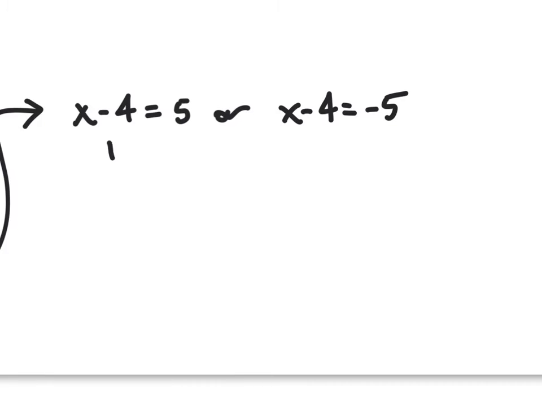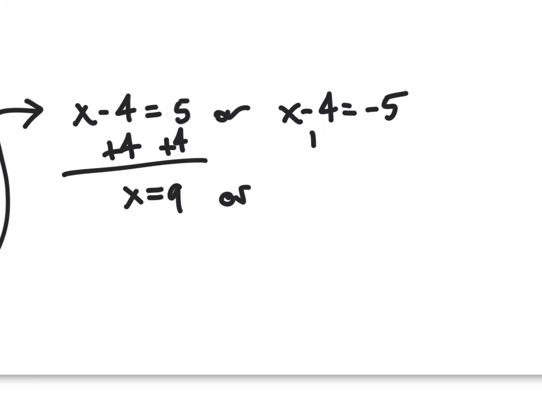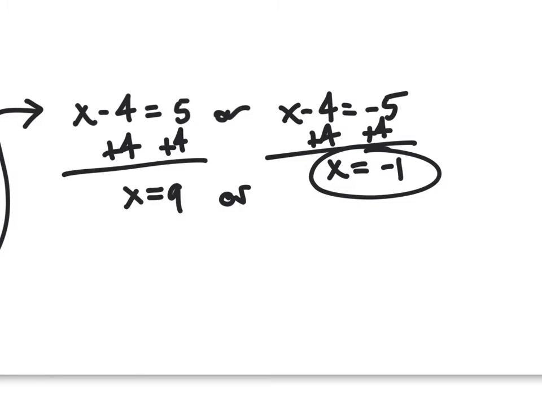Okay, so then I'm going to add 4 to both sides. So I get that x is equal to 9, or if I add 4 here and here, I get that x is equal to -1. Okay, so I get these as my solutions.